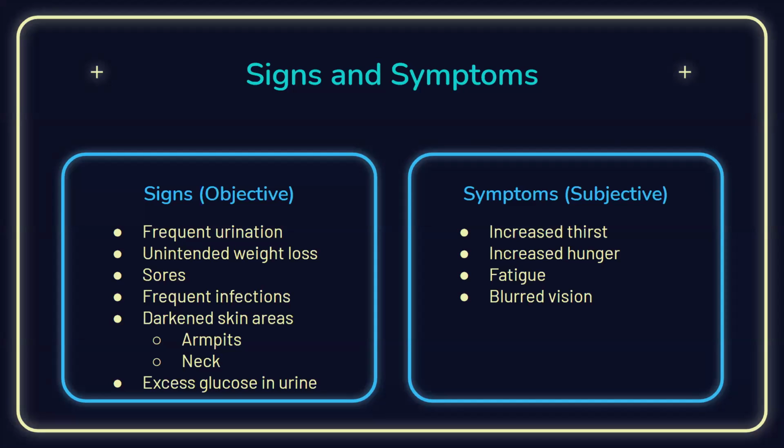So the signs of type 2 diabetes would be frequent urination, unintended weight loss, sores, frequent infections, and that can be bacteria or viruses. It's because you have this weakened immune system here. And darkened skin areas, such as in the armpits or neck area, and excess glucose in urine. And then some symptoms, which is what you'd be feeling, would be increased thirst, increased hunger, fatigue, and blurred vision. Although the first three there are the most common, and then blurred vision is a bit less common than the others.